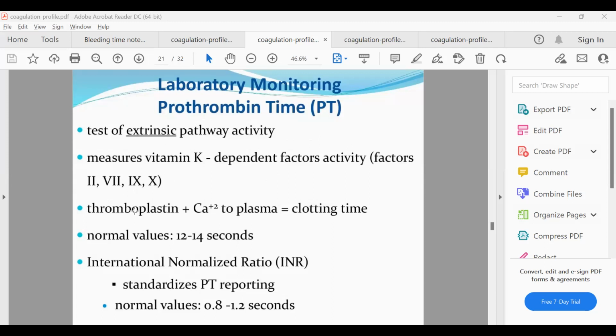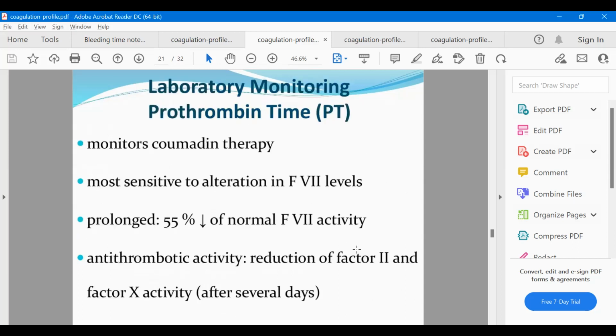So what we will do here, we will take thromboplastin and add calcium to plasma. Then we will get the clotting time. The normal prothrombin time is around 12 to 14 seconds. There is also an international standardized ratio, which is 0.8 to 1.2. So this is all about prothrombin time.